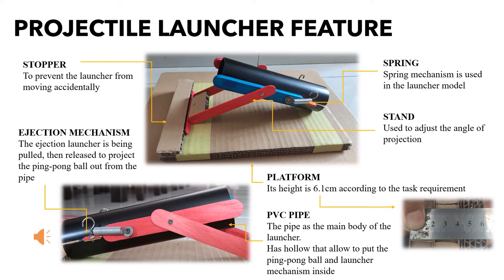We also use PVC pipe as the main body of the launcher because it has a hole that allows us to put the ping-pong ball and launcher mechanism inside. For the ejection mechanism, it works when the ejection launcher is pulled, then released to project the ping-pong ball out from the pipe.